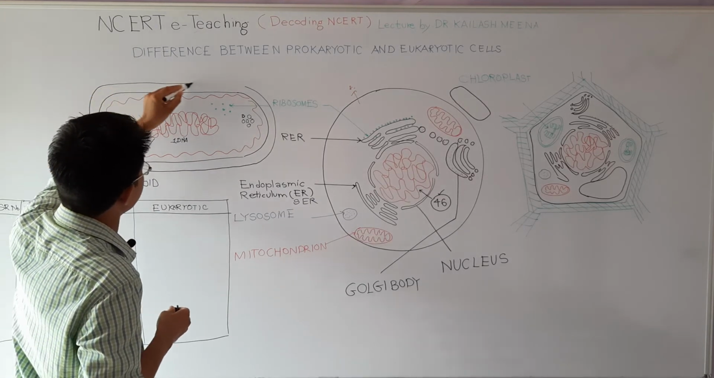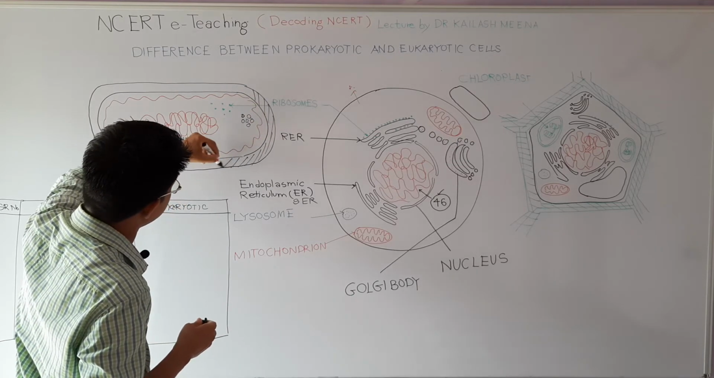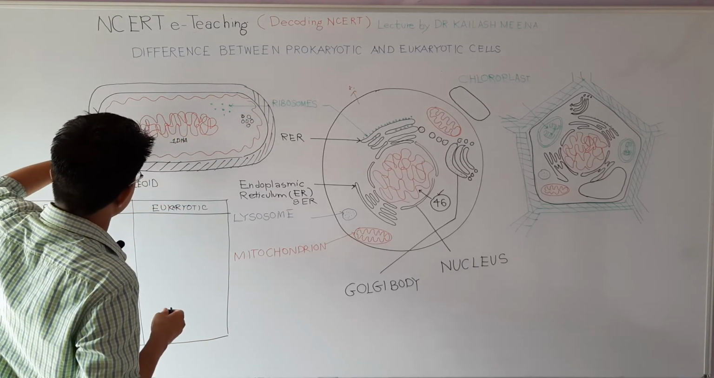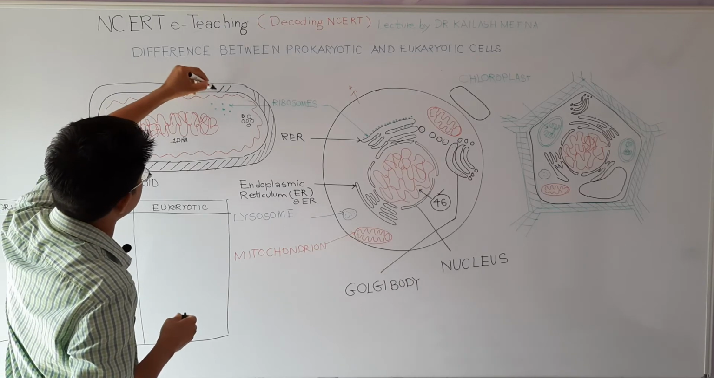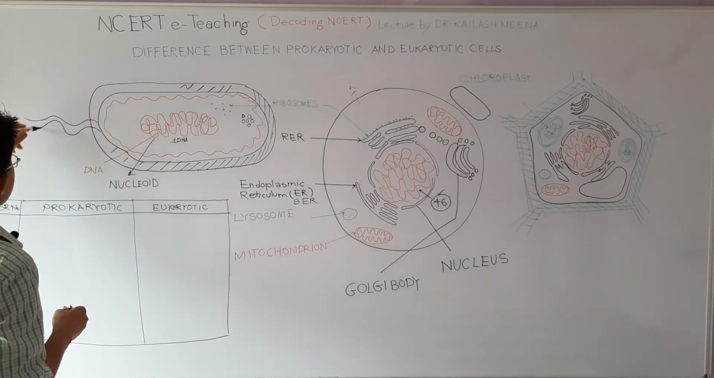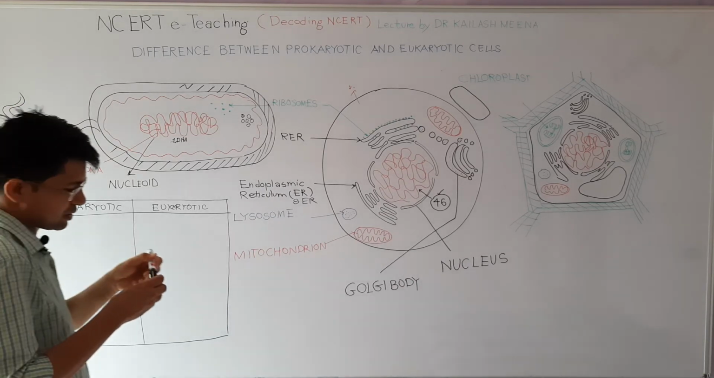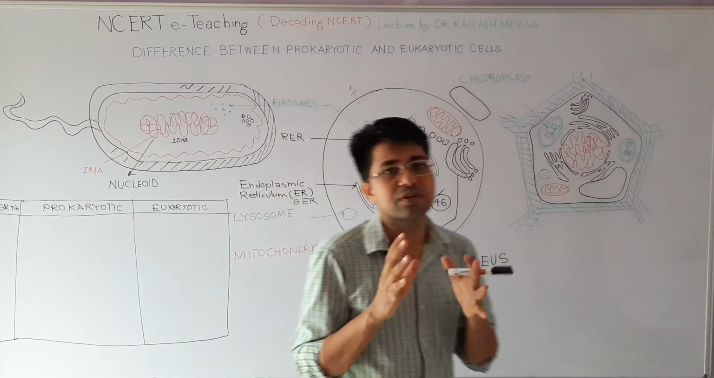Otherwise, prokaryotic cells also have a cell wall, as you will see in your textbooks, and you will notice some flagella also, because most of the time we are making a bacterial cell. So there are some other structures also. I am only focusing on the differences.